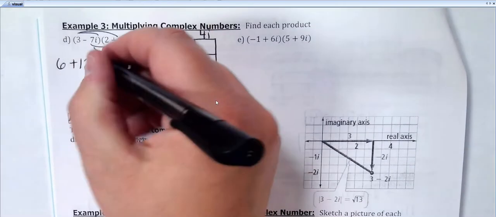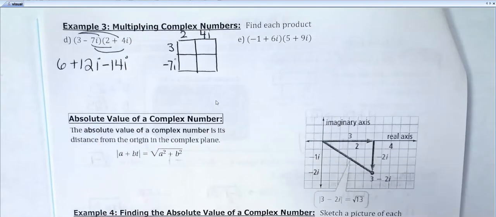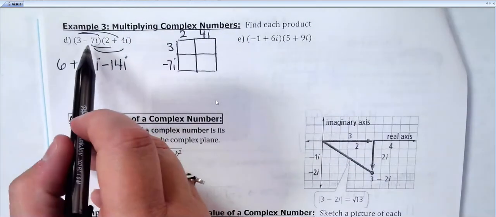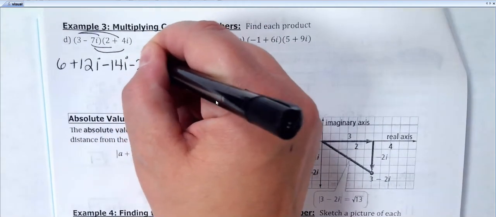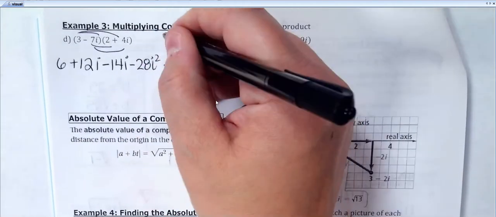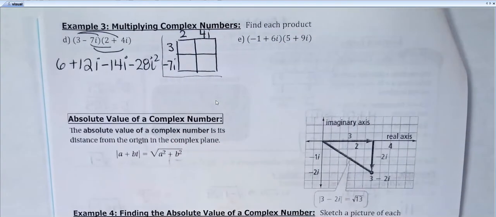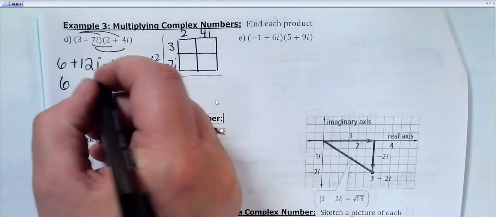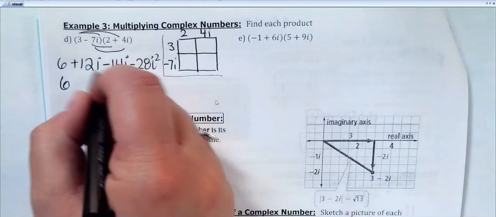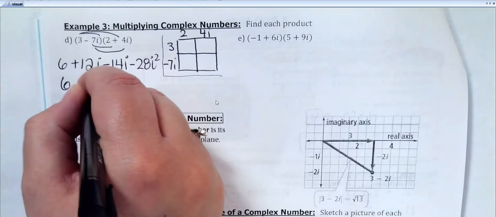So negative 7i times 2 is negative 14i. And just be careful here. Negative 7i times positive 4i gives you negative 28i squared. Whoops, sorry, I'm kind of going. And if you did the box, you would have gotten those same terms. Now, don't forget, i squared is equal to negative 1. What I might just do real quick as I go through here, you can combine these like terms in the middle. 12 minus 14 would be minus 2i there in the middle.